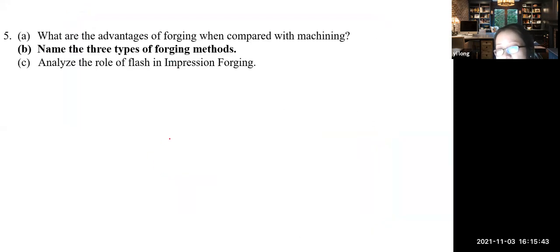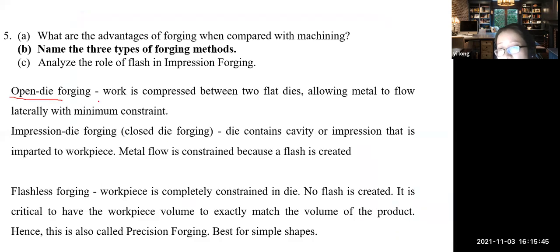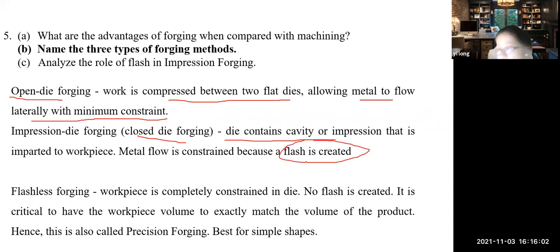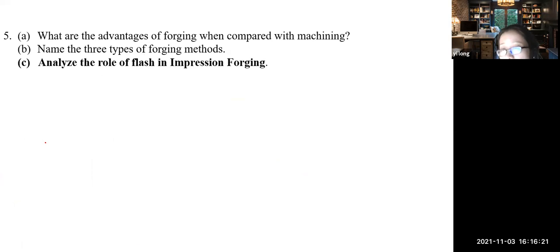Okay, so name the three types. Open die: the workpiece is compressed between two flat dies, allowing the metal to flow laterally with minimum constraint. Closed die contains a cavity and impression that is imparted to the workpiece. Metal flow is constrained because flash is created. Flash is more or less like a stopper. In precision forging, the workpiece is completely constrained in the die, so no flash, and it's critical to have the workpiece volume exactly match the volume of the product. That's why we call it precision forging. So that is the three types.